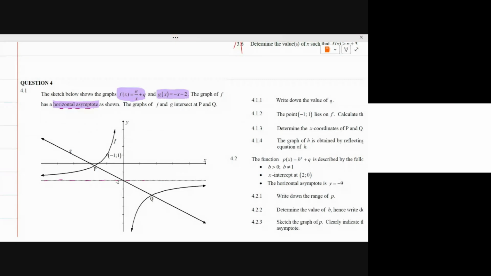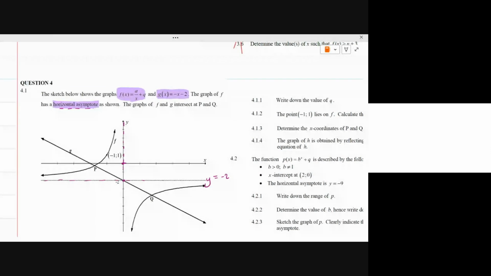It doesn't cut the x-axis at all, does it? No, it doesn't cut the x-axis. It cuts the y-axis. Therefore, it is the y asymptote. Y is equal to negative 2. Does that make sense? Okay, our x asymptote will cut the x-axis there.